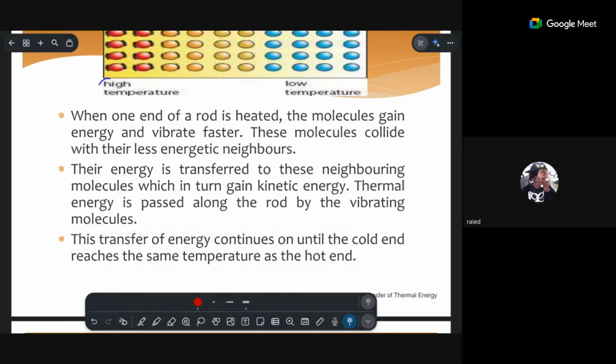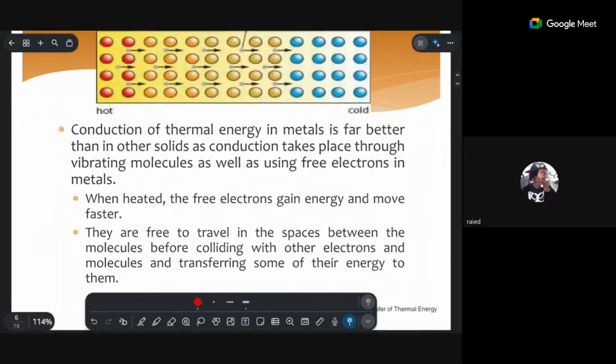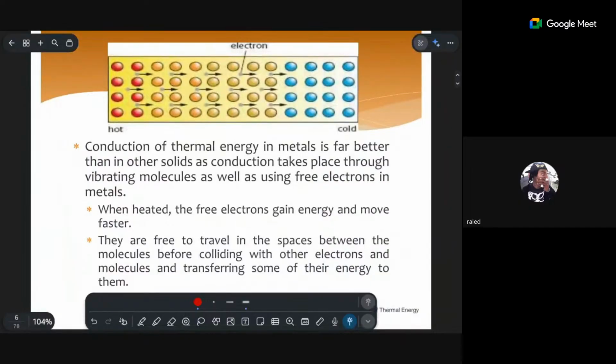In the solids, there is one main problem. There are some electrons as well. When you heat the substances, the atoms vibrate and interact with each other, whereas the electrons move physically from one point to another, from the hotter end to the colder end.